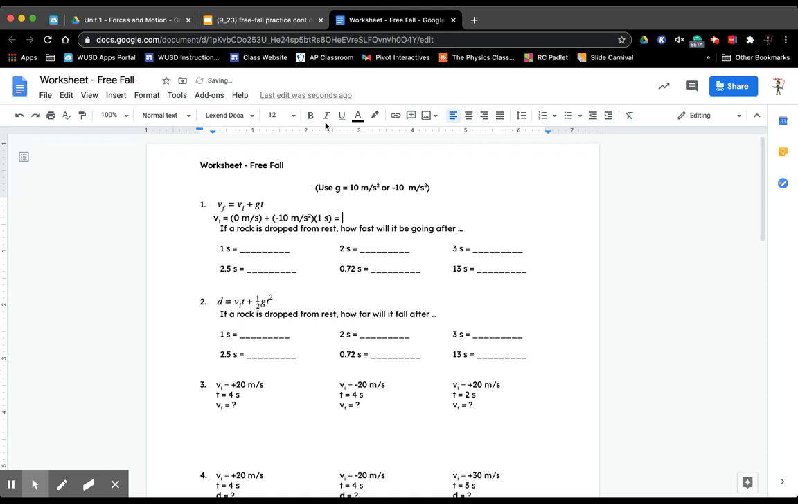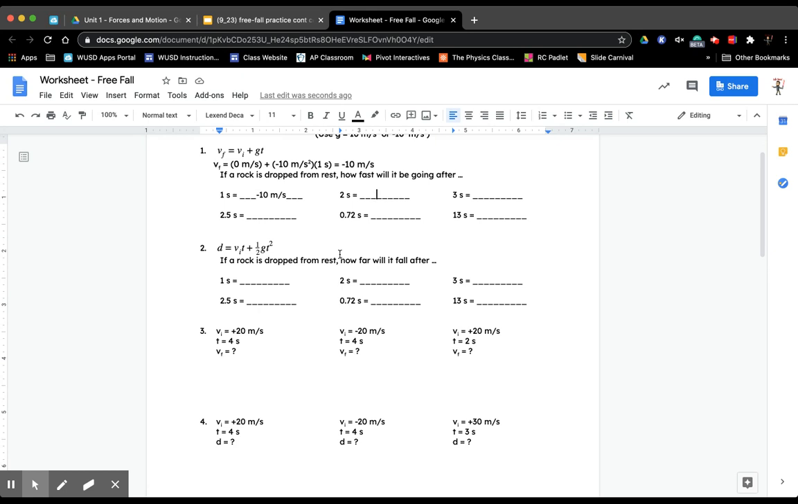Okay. Now, just doing the math in our head, the zero doesn't count for anything, and you're going to have negative 10 meters per second as your answer. Let's go ahead and plug that in. And you can probably delete a few of these little lines. Okay. Let's do a more complicated example.